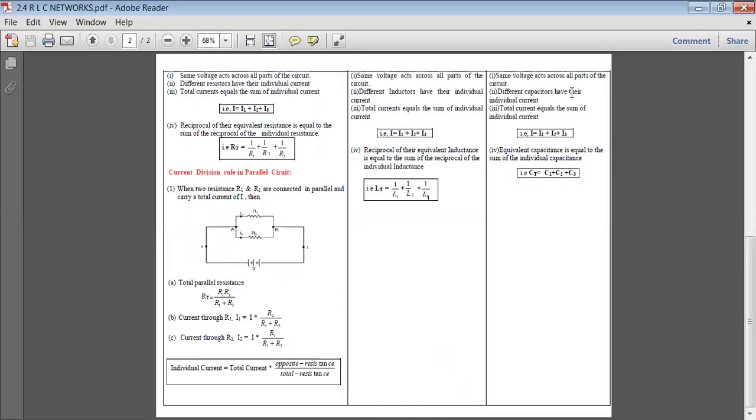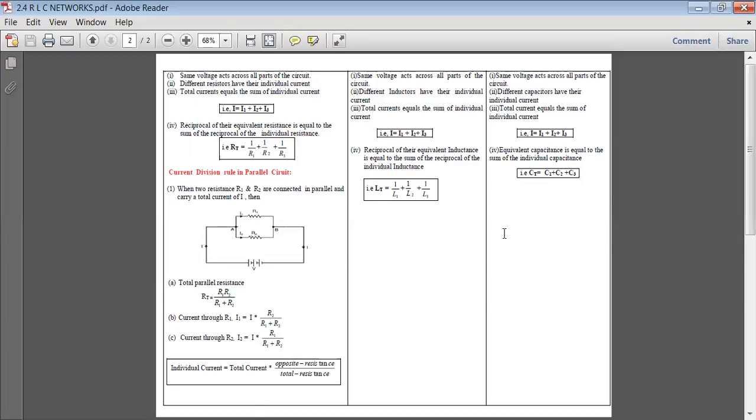Different capacitors have their individual current. Total current equals the sum of individual currents. Simply, I is equal to I1 plus I2 plus I3. The equivalent capacitance is equal to the sum of the individual capacitances. CT is equal to C1 plus C2 plus C3.